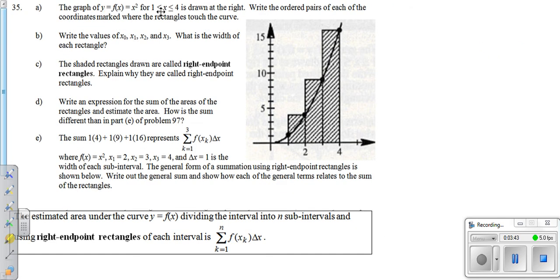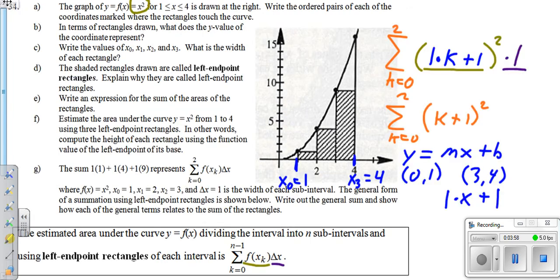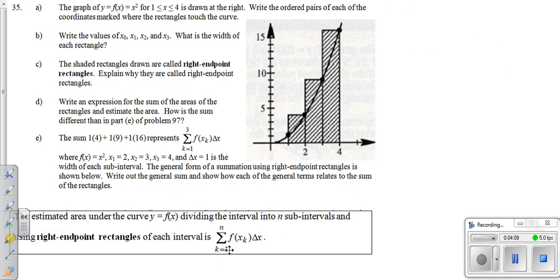Here we're looking at the same function going from 1 to 4, but we're dealing with right endpoint. Right endpoint is where the upper right-hand corner of your rectangle touches your curve. Now, notice this right here looks just like it did with the left endpoint. The only difference is, instead of starting out at 0 going to 1 less than the number of rectangles, we need to start out at 1 and go to the number of rectangles. So for our right endpoint, start out at 1, go to the number of rectangles, which was 3.